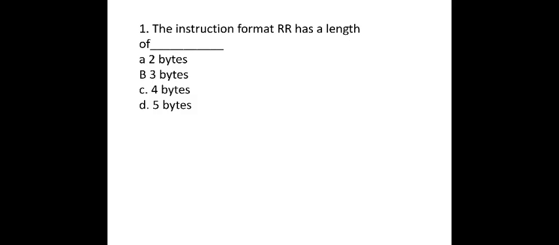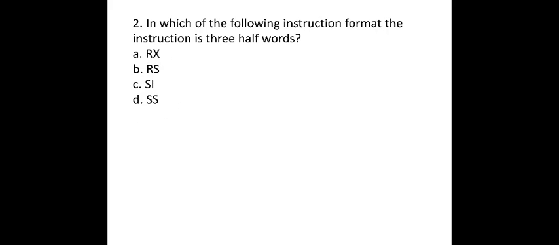Now let's have some general MCQs about macros. The first: the instruction format RR has a length of 2 bytes, 3 bytes, 4 bytes or 5 bytes, and the answer is 2 bytes. The second: in which of the following instruction formats is the instruction 3 half words, RX, RS, SI or SS, and the answer is the SS instruction format.